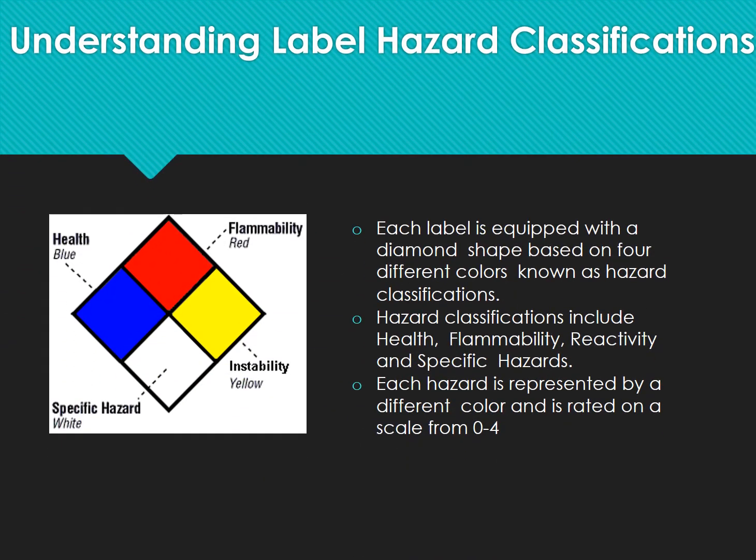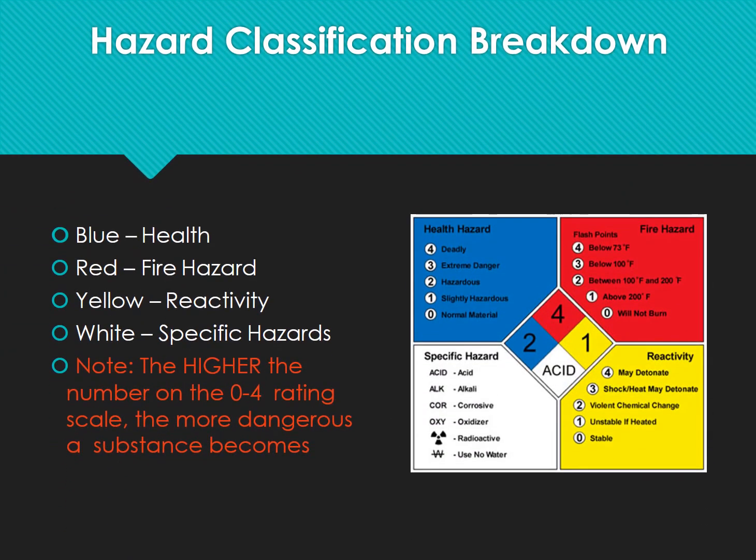Each label has a diamond shape based on 4 different colors known as hazard classifications. These include health, flammability, reactivity, and specific hazards. Each hazard is represented by a different color and rated on a scale from 0 to 4. Blue is used for health hazards, red for fire hazards, yellow for reactivity, and white for specific hazards.